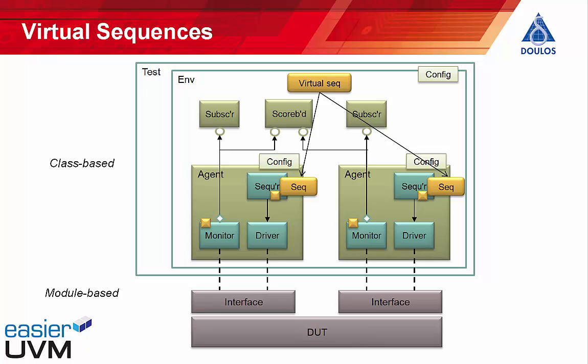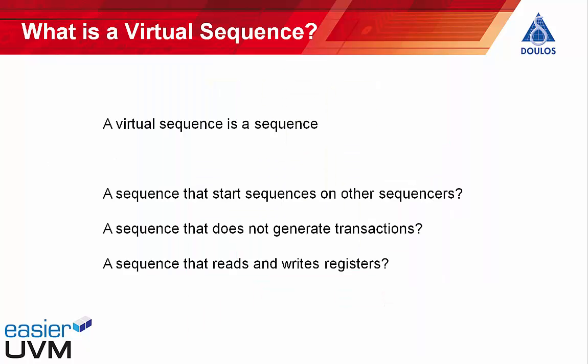So a virtual sequence typically starts sequences running on sequencers within agents, but the virtual sequence itself doesn't run on the agent sequencer, it runs up in some env. There's always been discussion within the UVM community about precisely what the definition of a virtual sequence actually is. The one thing that we can say for sure is that a virtual sequence is a sequence. That is, ultimately it's an object of a class that extends UVM sequence base. Beyond that, it really just becomes a matter of definition.